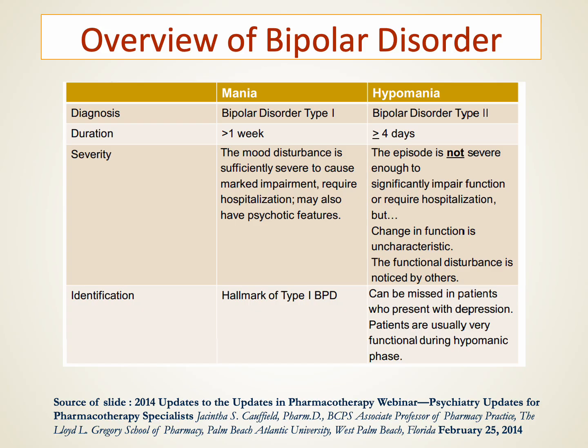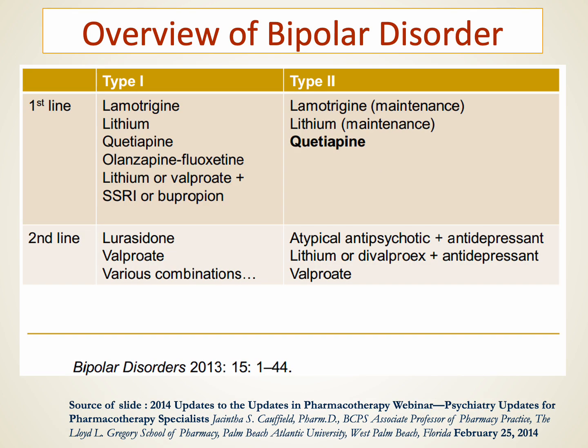This table differentiates mania from hypomania in both its severity and its identification. This graph indicates for type 1 versus type 2 which are first-line versus second-line agents. And what you'll see here in the first-line agents, lamotrigine has become more commonly used for maintenance with both type 1 and type 2. Sometimes lithium or valproate plus an SSRI or bupropion makes sense, again, for type 1, where we use quetiapine more commonly for acute management in someone with type 2.